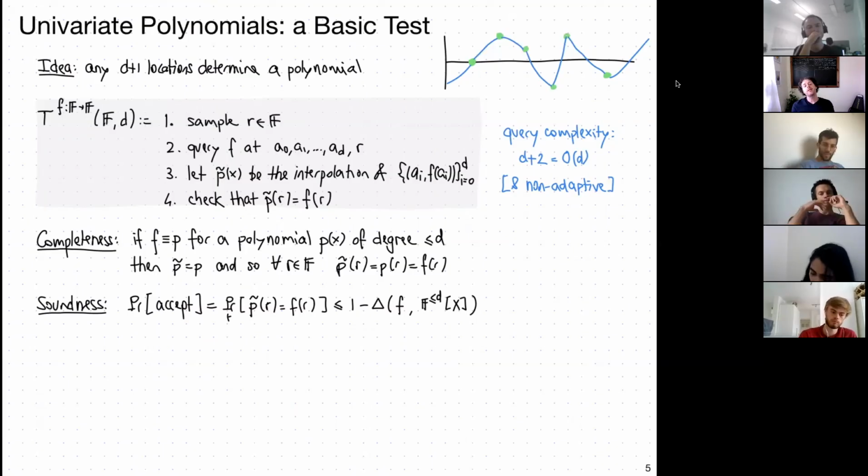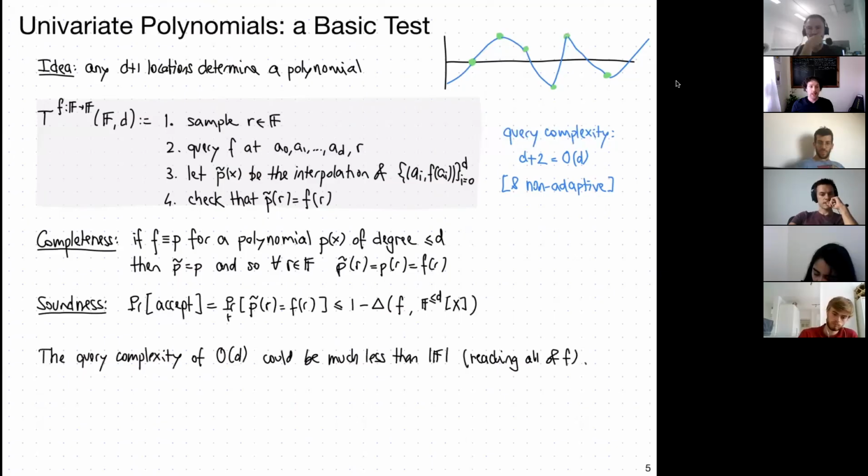It's the probability that the interpolating polynomial will agree with a certain point. So if the function differs on 10 points, then we always have this bound that, 1 minus the distance of the function from being low degree, we will manage to catch a bad point. Okay, so this is completely straightforward to do. And we're getting this query complexity of O(D) points.